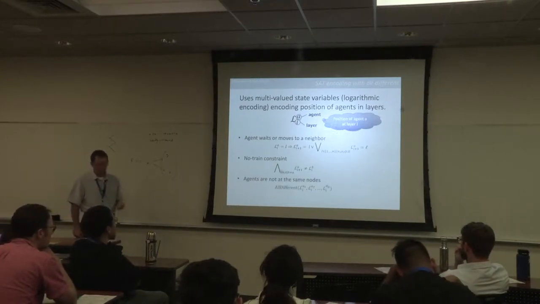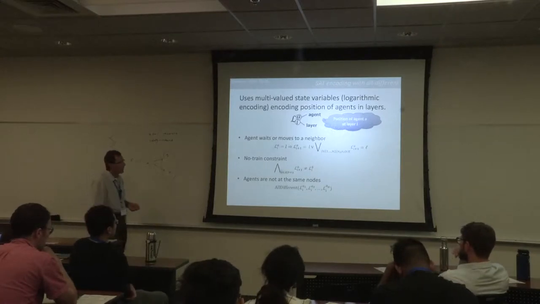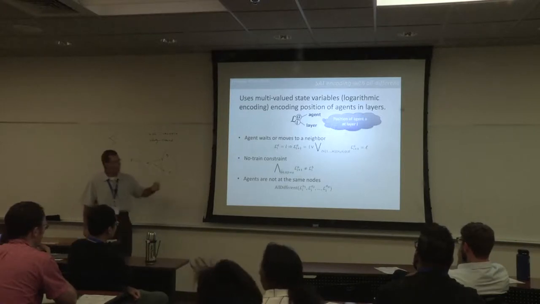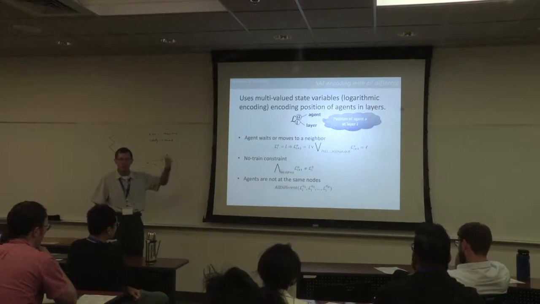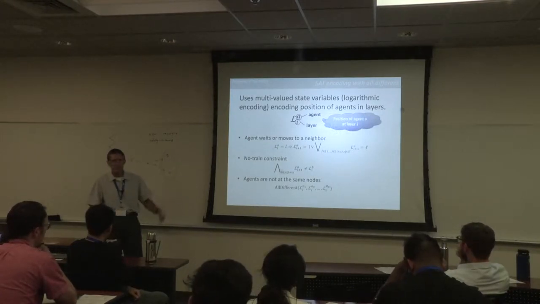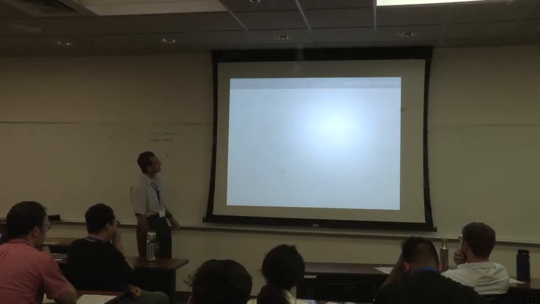And as I mentioned for the CSP, we can do the same for SAT. If we want to say that agents are at different locations at each time, we can use the all different constraint for each layer. So we can say all the variables describing locations of agents in a given layer should be different. So all agents should be at different nodes. So this is one of the encodings.